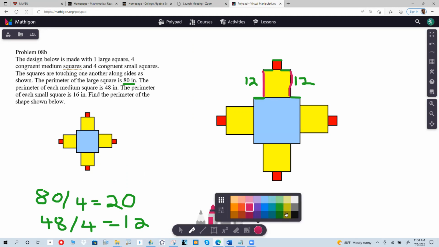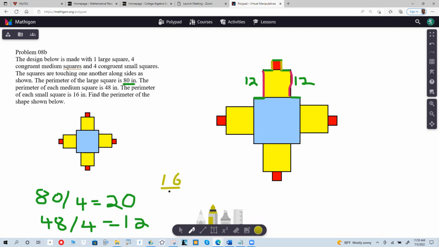Now I'm going to make this back to yellow. These little red squares have 2 yellow edges that haven't been accounted for. And each red square has a perimeter of 16. Take 16 divided by 4. You're going to get 4. So this side is 4. This side is 4. All the green pieces is 20.